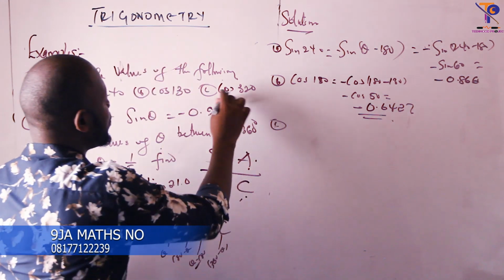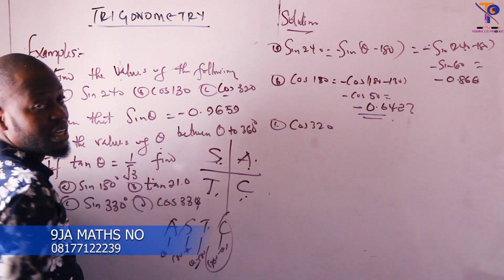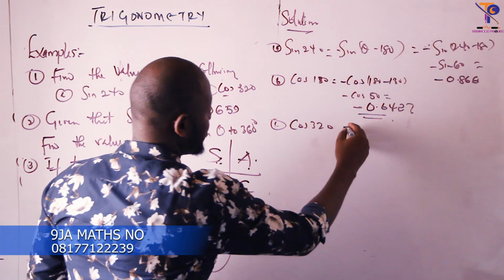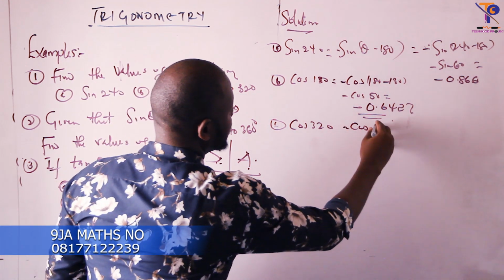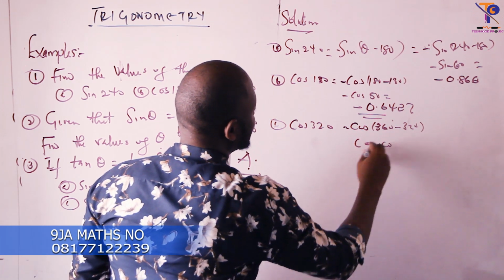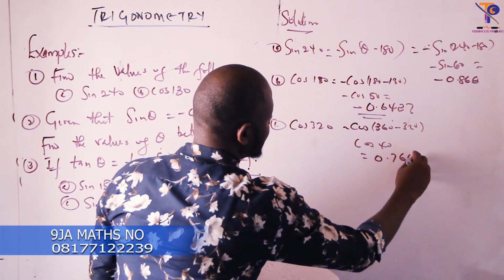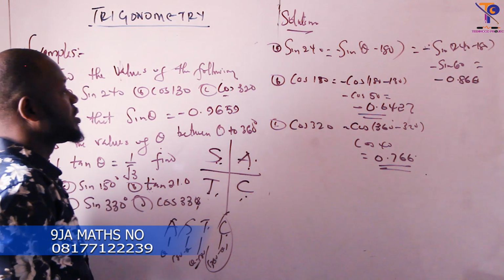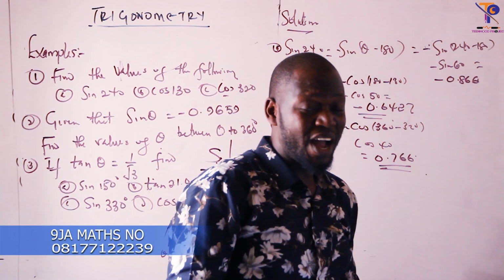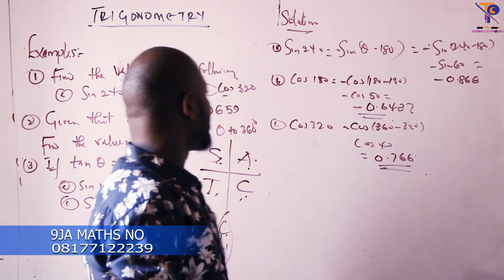And C, we have cos 320. 320 is in the fourth quadrant, and cos is positive. Definitely it's going to be a positive answer. So from there we have cos of 360 minus 320, that is cos 40, and cos 40 here is 0.766. So that's what we have as the answer. That is how we go about that. This one will come in your objective questions, WAEC, NECO, JAM. Please bear that in mind. That has been fixed, so let's move to the second question now.